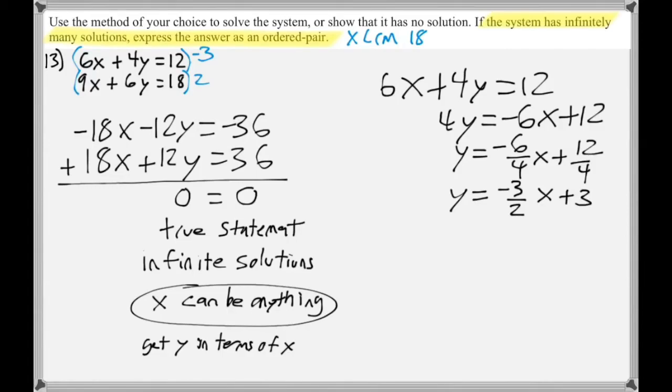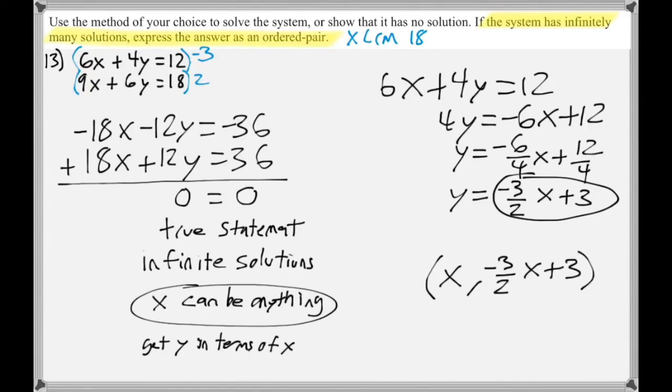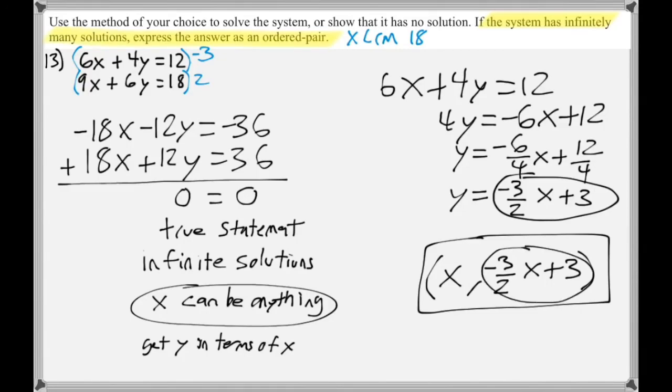So my final answer is going to be x comma -3/2 x plus 3. So this will be able to generate an infinite amount of solutions. So you would pick an x and then plug that in here to get the corresponding y.